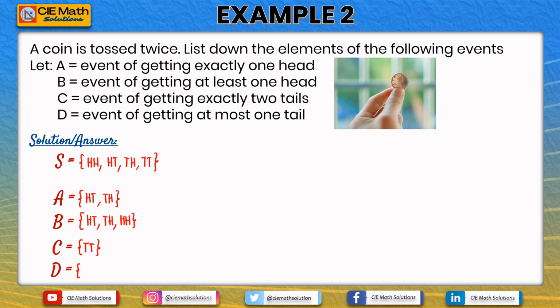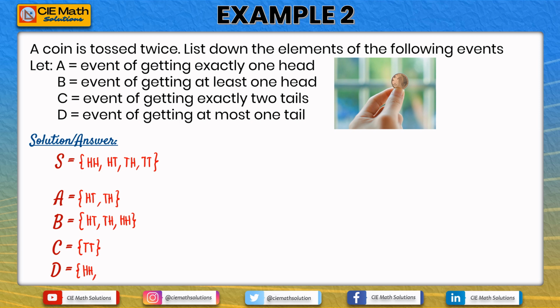Going to event D. Event D is the event of getting at most one tail. Again, when it says at most one tail, it means that the maximum number of tails is 1. Now, let us clarify this. If the maximum number of tails is 1, then it could be 1 or it could be 0. In this case then, if we will list down the elements of event D, looking at the sample space, this contains no tail at all. That means 0 tail. So head-head is the first element.